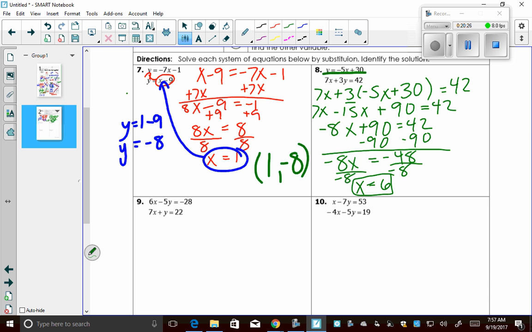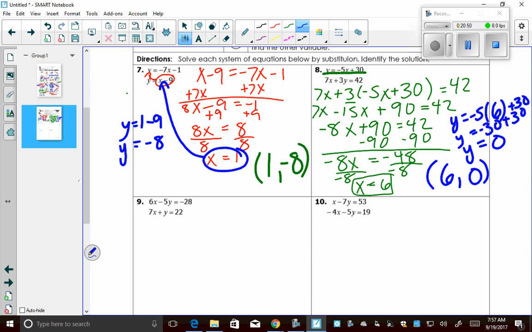Once you get that, you need to plug it into your other formula. So you're going to do y equals negative 5 times 6 plus 30. Negative 5 times 6 is going to give me negative 30 plus 30, so that y is equal to 0. So your final answer is going to be 6, 0.